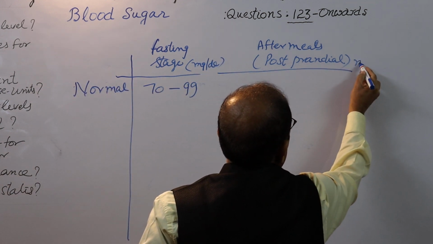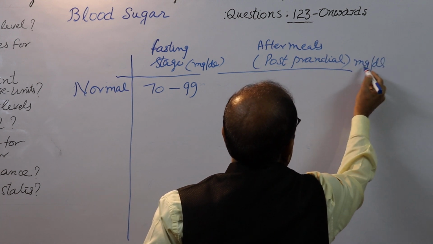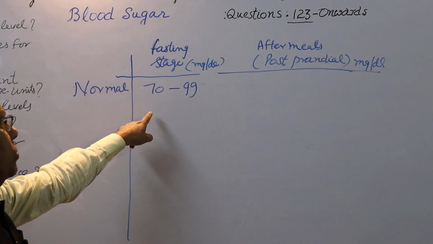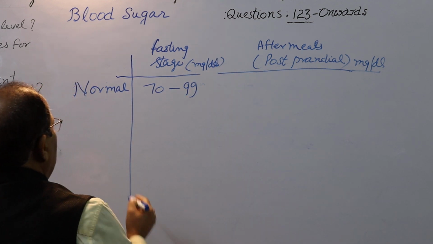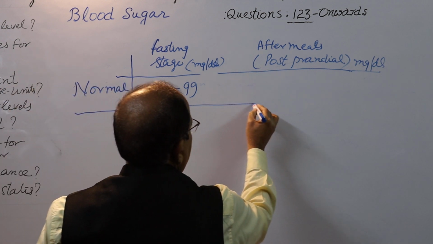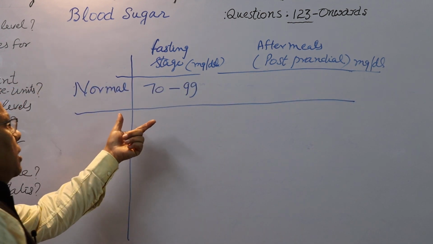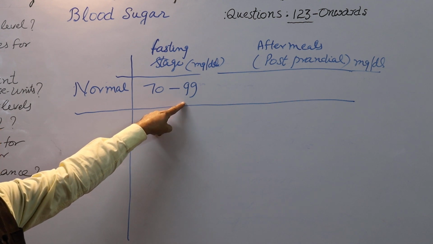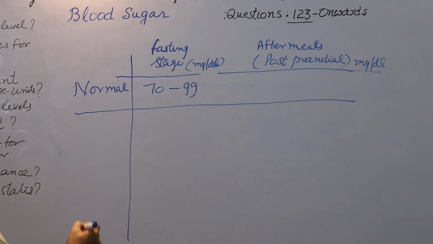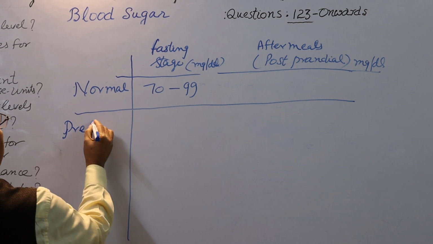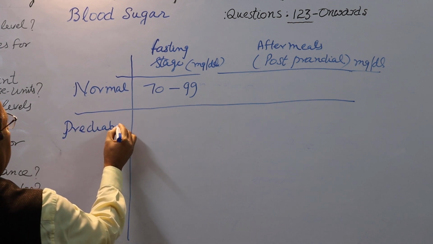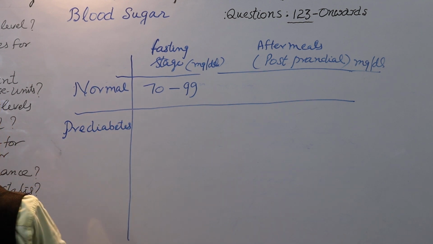Milligram per deciliter. It is 70 to 99 mg per deciliter. Now its normal stage. Suppose the blood sugar exceeds this unit 99, then it is called pre-diabetes. Pre-diabetes means the individual has crossed the normal limit and is going towards the stage of diabetes.